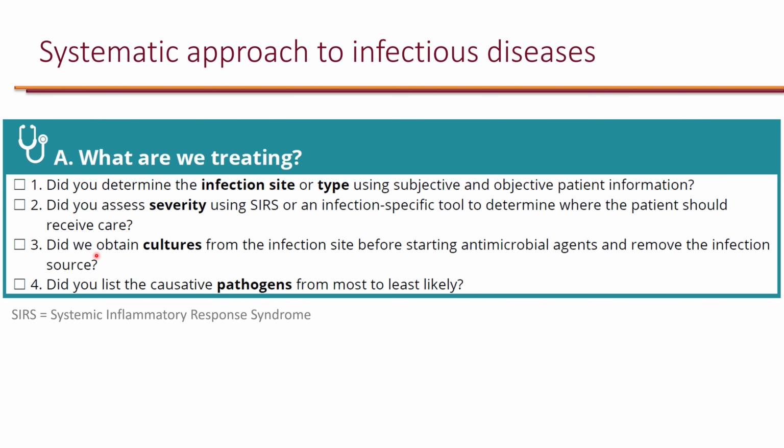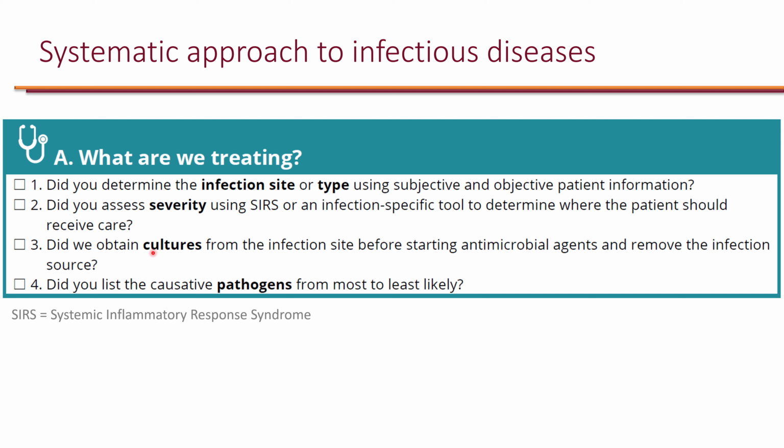Now, the third thing to consider is, did we obtain cultures from the infection site before starting antimicrobial agents and remove the infection source? So source control is important, because if the source of an infection is still there, it doesn't matter how much antimicrobial agents you give to the patient, the infection continues to come back. So source control is important.